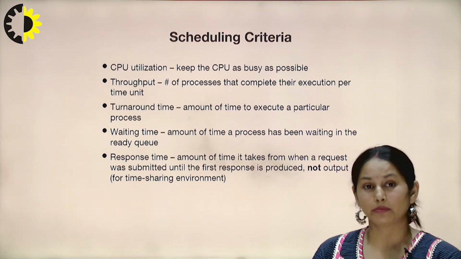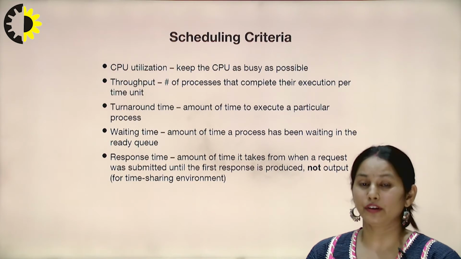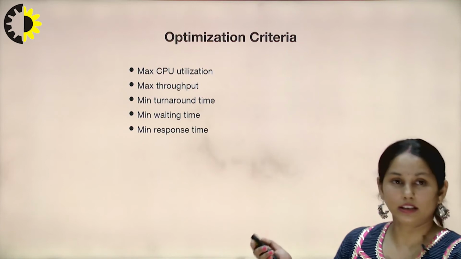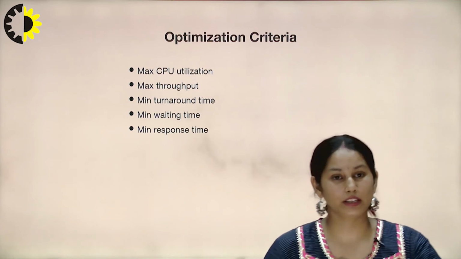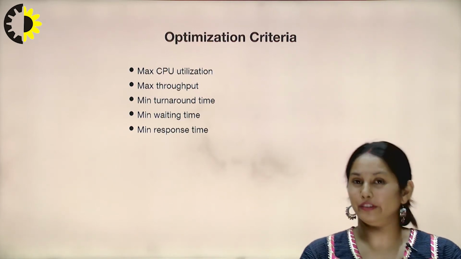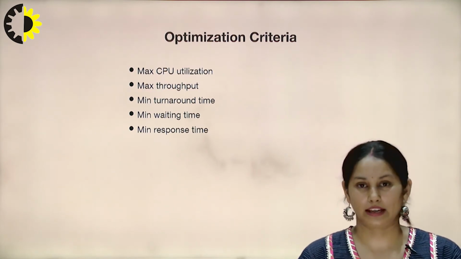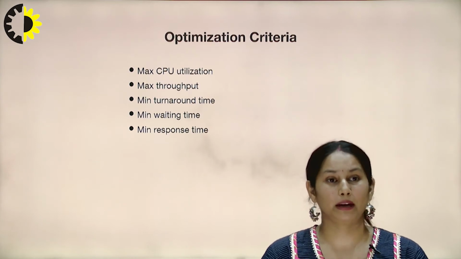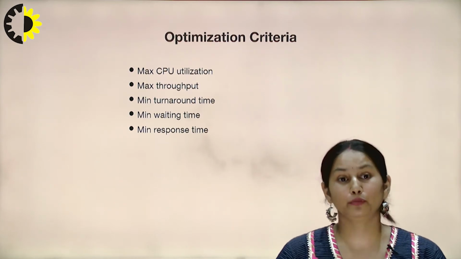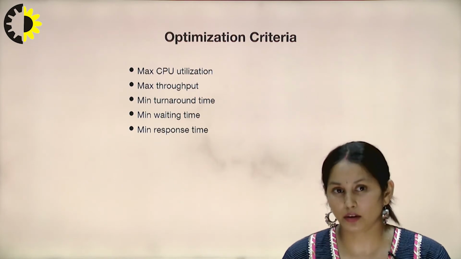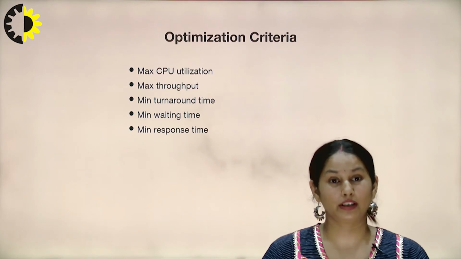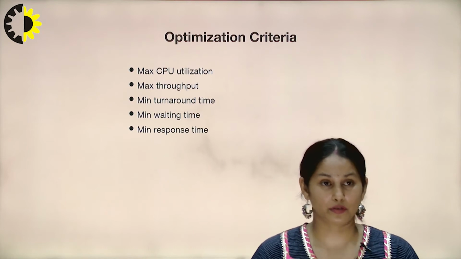So these are some of the criteria that need to be taken care of while implementing any kind of algorithm. Now these are the optimization criteria. So what are the optimization criteria? First of all, definitely maximum CPU utilization. Our CPU should be maximally utilized. The second one is maximum throughput. My throughput should be maximized. My turnaround time should be minimized, because turnaround time is the actual time taken by the process to get completed. So that should be minimized.